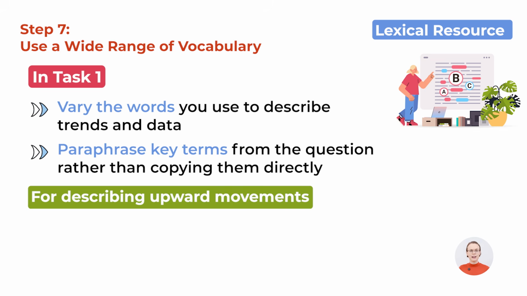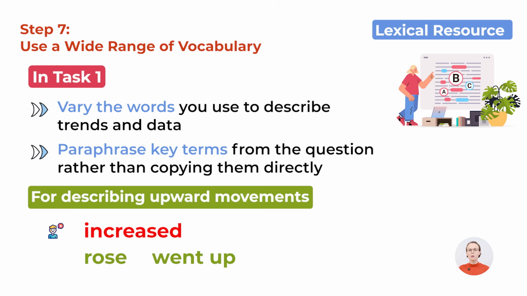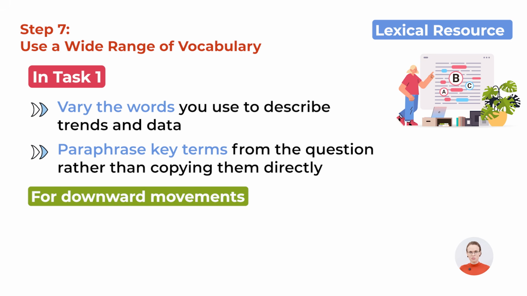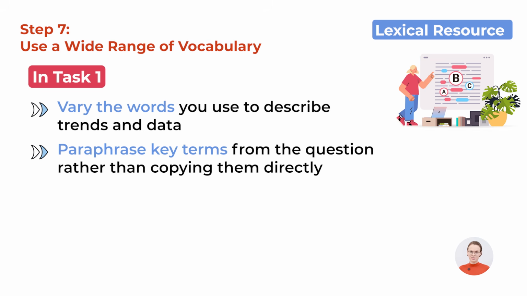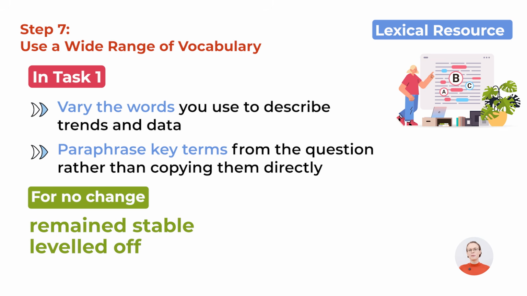For describing upward movements, instead of repeatedly writing increased, try rose, went up, or surged. For downward movements, instead of repeatedly writing decreased, try fell, dropped, went down, or dipped. For no change, use remained stable, leveled off, or showed little variation.